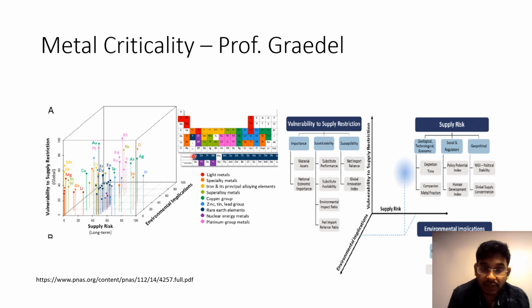There are three axes here. So you have the vulnerability to supply restriction. Imagine that one country has a monopoly of production of a particular metal, and that comes under the susceptibility part. And you have metals being used in a type of product where substituting that particular metal is not so easy, and it is sometimes of great importance to national security interests or other things. All these things put together are basically vulnerability to supply restriction.